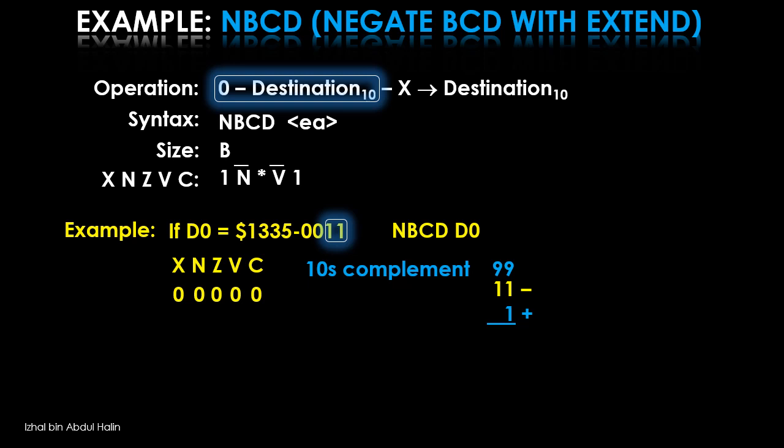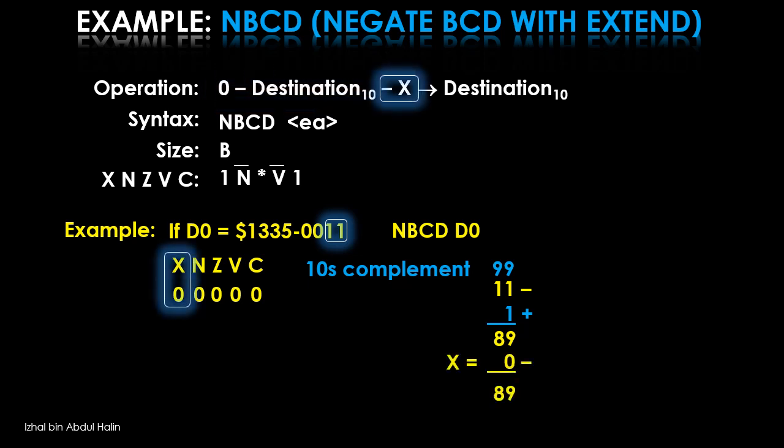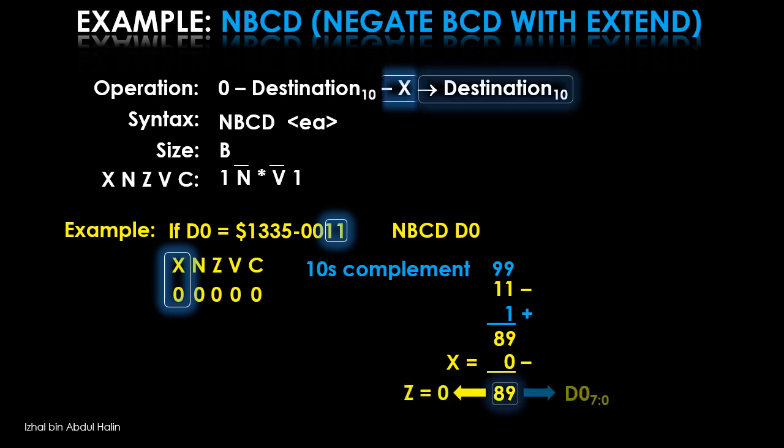This is easy. The 10th complement is calculated by subtracting the operand from 99, then adding a 1 to the result. The 10th complement calculation gives us 89. Now, in order to complete the NBCD instruction, the X flag is subtracted from our partial result. Since X equals 0, our final result is 89. This is a non-zero number, thus the Z flag is reset to 0, the final result is then moved to the lower byte of register D0.